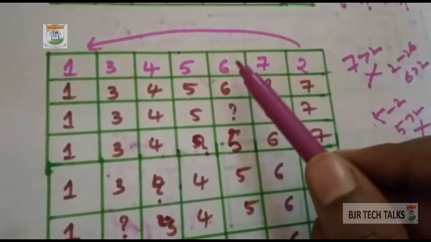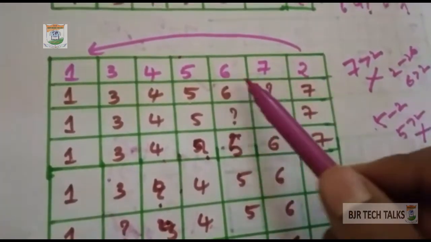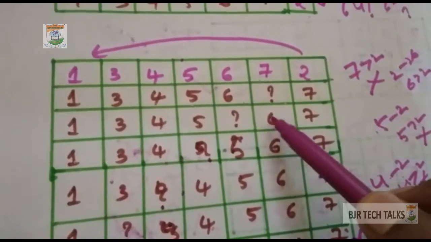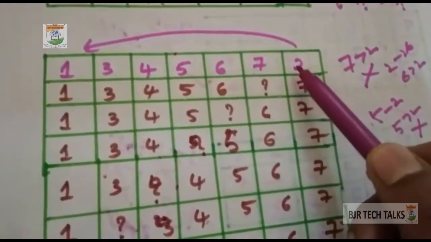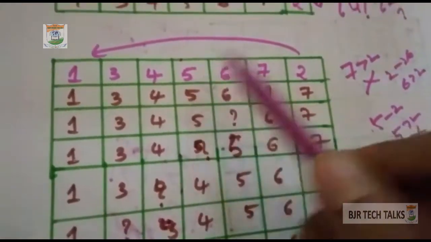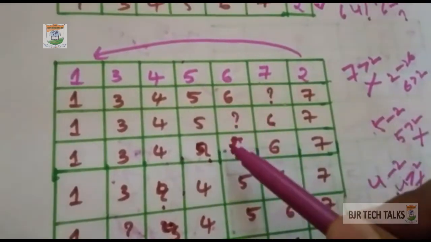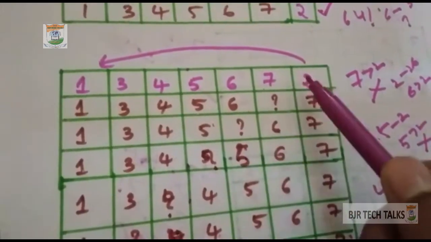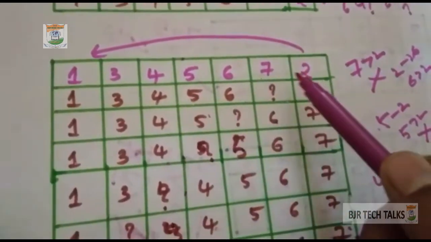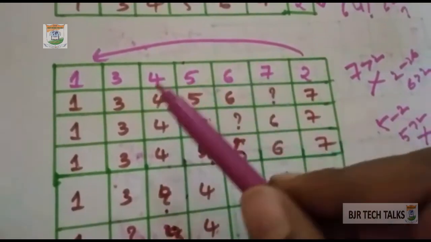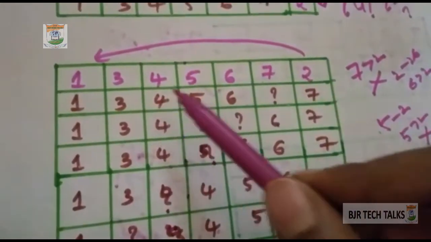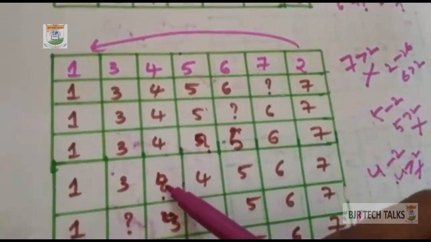So 2 is compared with 6. 6 is greater than 2. So here also places change. 6 comes here and 2 here. When 2 is compared with 5, 5 is greater than 2. So here also places change. The 5 comes here and 2 here. When 2 is compared with 4, the 4 is greater than 2. So 4 comes here and 2 here.